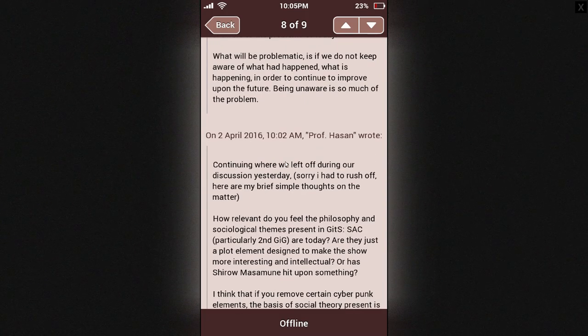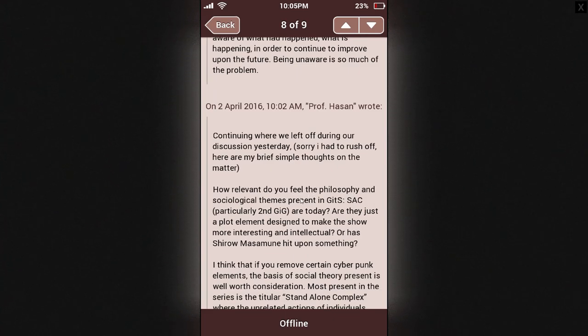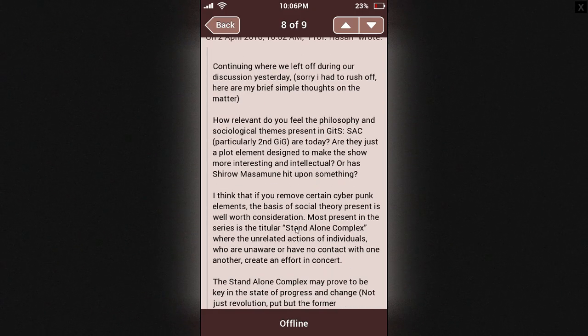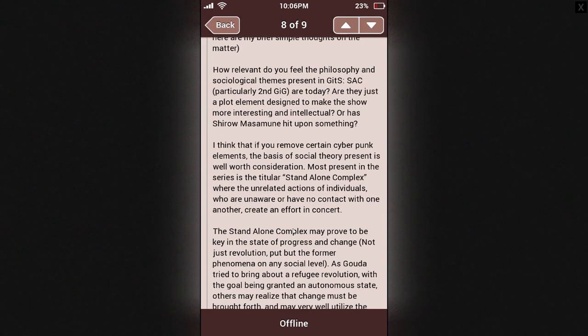Okay. Professor Hassan wrote on April 2nd, continuing where we left off during our discussion yesterday, sorry I had to rush off, here are my brief simple thoughts on the matter. How relevant do you feel the philosophy and sociological themes present in Ghost in the Shell SAC, particularly Second Gig, are today? Are they just a plot element designed to make the show more interesting and intellectual? Or has Shirow Masamune hit upon something? I think that if you remove certain cyberpunk elements, the basis of social theory present is well worth consideration. Most present in the series is the titular standalone complex, where the unrelated actions of individuals who are unaware or have no contact with one another create an effort in concert.